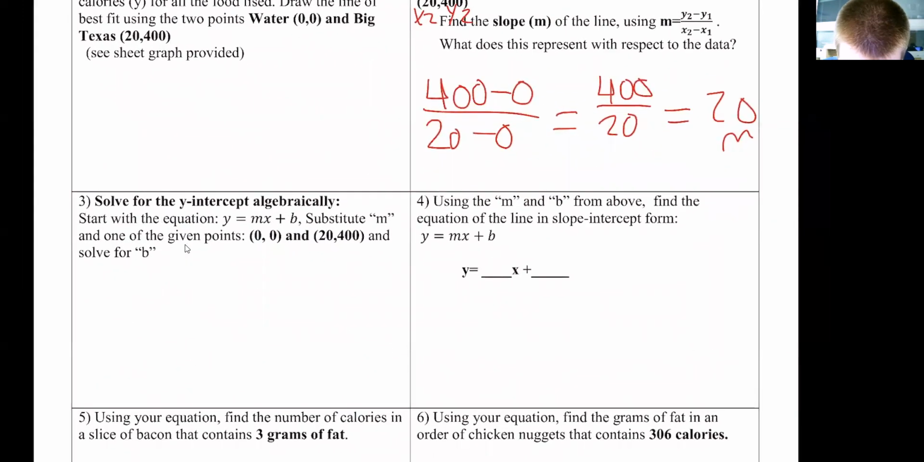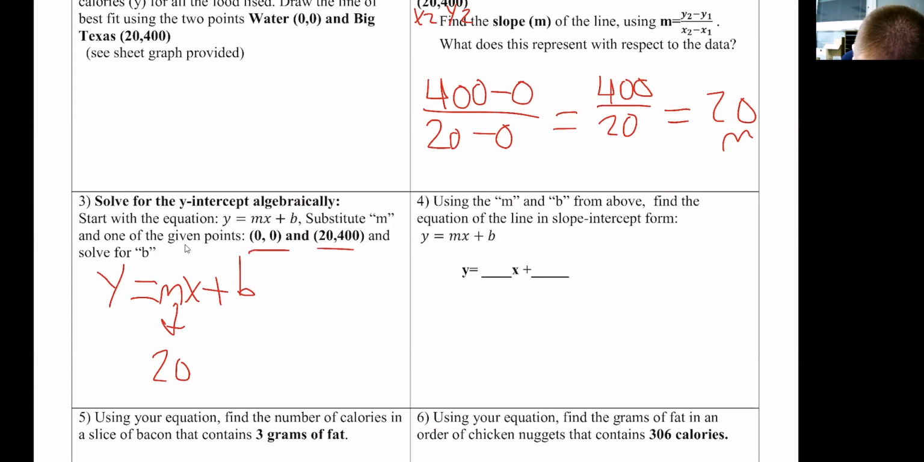The next thing they want us to do is to find our new b. So remember, to find our new b, you use that y equals mx plus b formula. You're going to plug in your slope. We just found our slope was 20. Then you can use either one of these points as your x and y. Personally, this first point's nice. It's always nice if you plug in zeros, in my opinion. If you plug in 0 for x and 0 in for y, we can solve this equation for b.